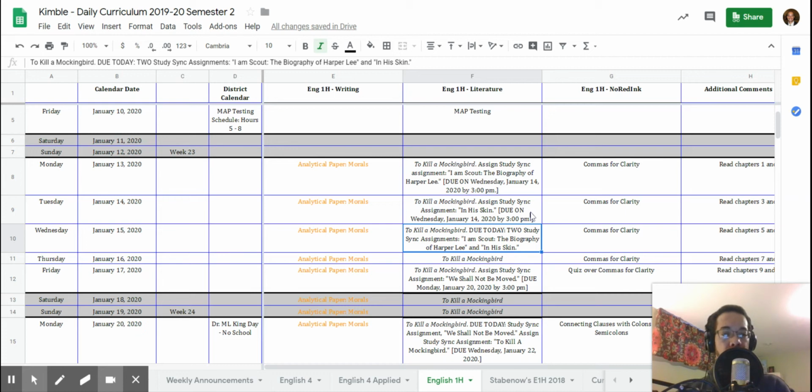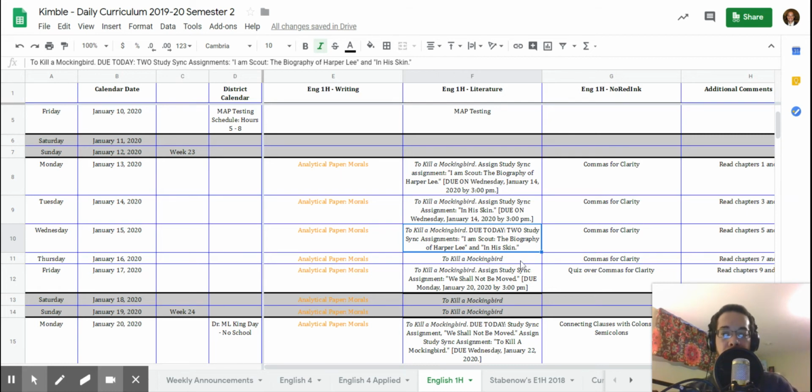And it won't be so overwhelming knowing that they have to do some work on reading the novel on top of the StudySync stuff. On Wednesday, you see it says due today, 2 StudySync assignments, I Am Scout and In His Skin. So those due dates are posted there. So again, those are going to be set in stone. Students need to make sure that they go get those turned in before the end of class on Wednesday.